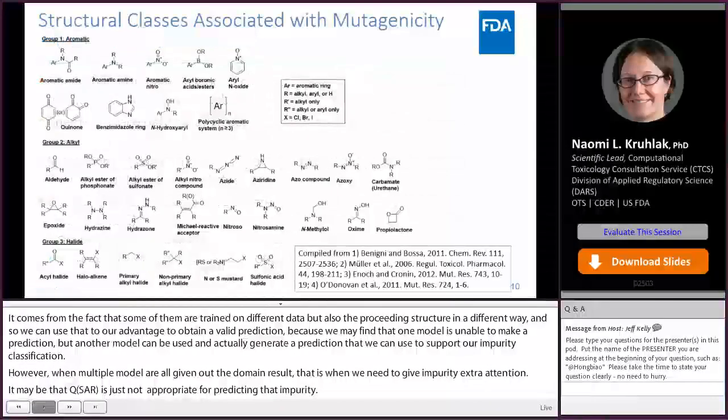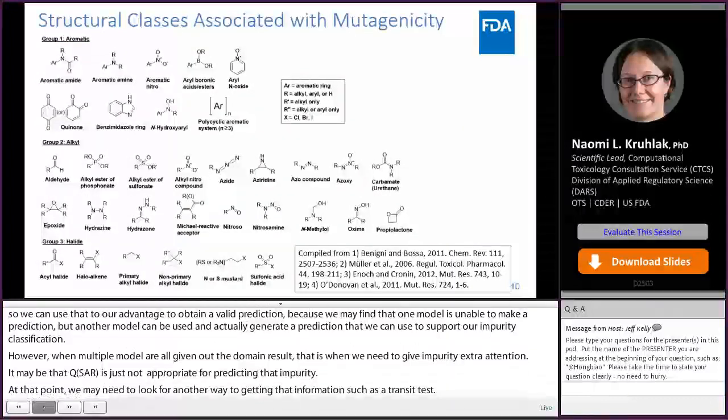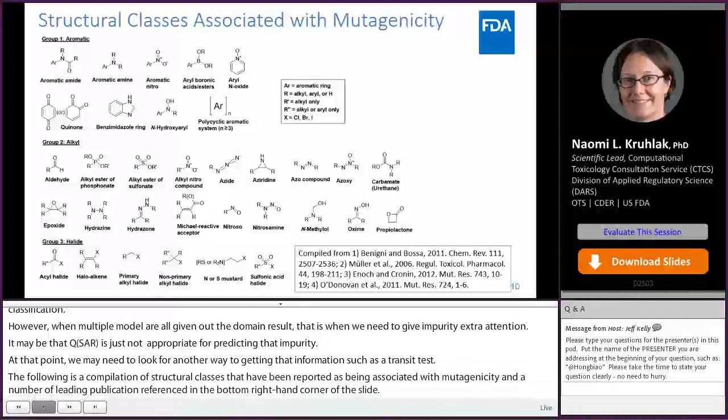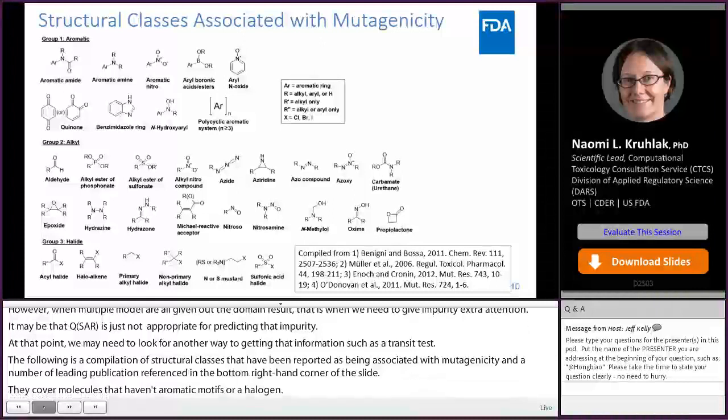The following is a compilation of structural classes that have been reported as being associated with mutagenicity in a number of leading publications that are referenced in the bottom right-hand corner of the slide. They cover molecules that have an aromatic motif, an aliphatic motif, or a halogen. And this type of compilation can serve as a useful lookup tool for getting a general idea of whether a compound is likely to be mutagenic, but it's not a replacement for a QSAR prediction.